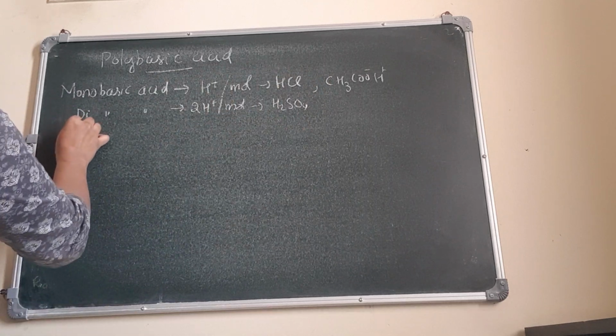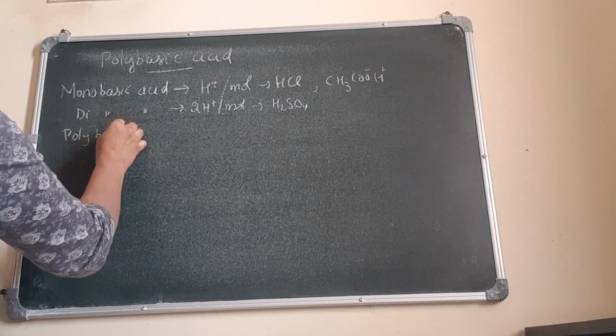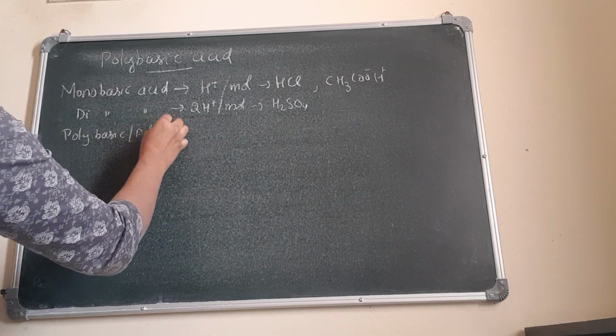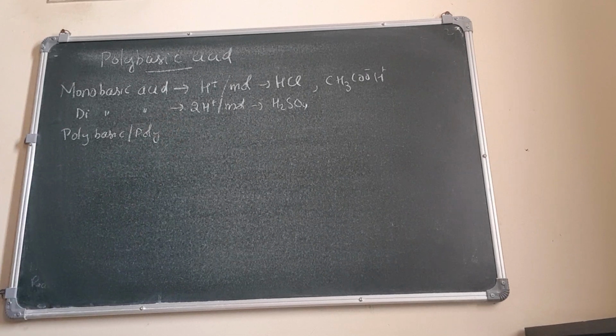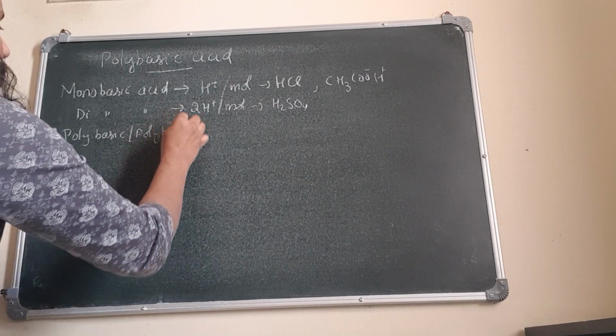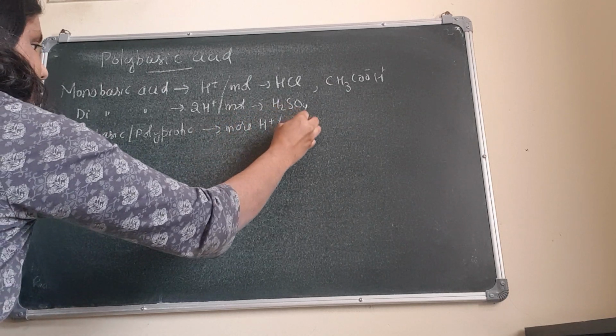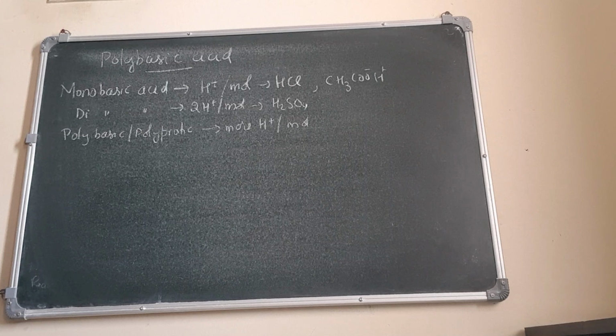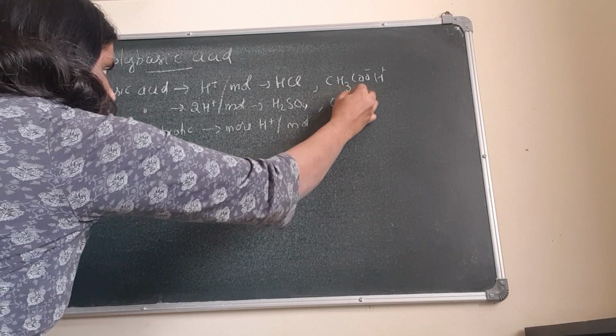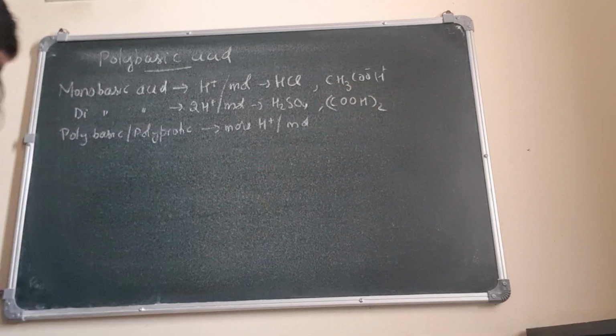In general we call it a polybasic acid or polyprotic acid if there are more H plus ions per molecule. Okay, 1 and 2 we call mono, di and tri, and after that it is a polybasic acid or a polyprotic acid. That means there are more than 2 H plus ions per molecule. Alright. Now oxalic acid is also an example of a dibasic acid.